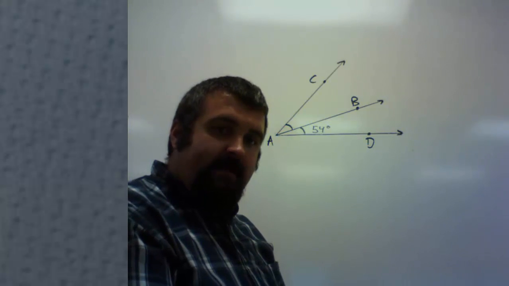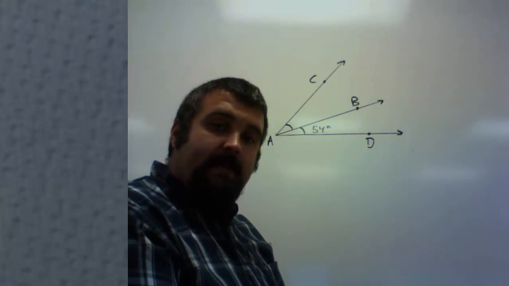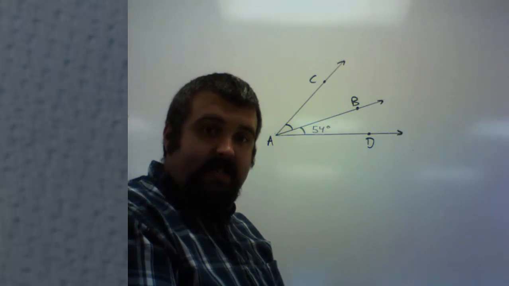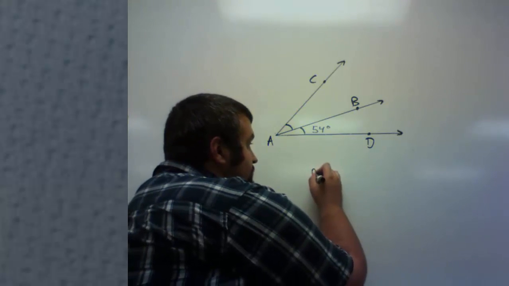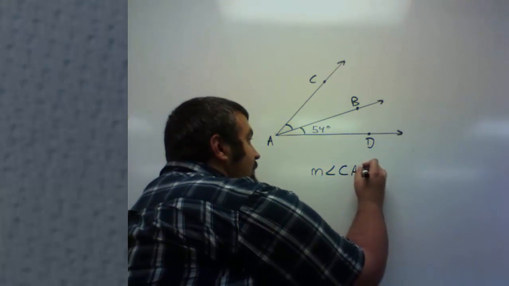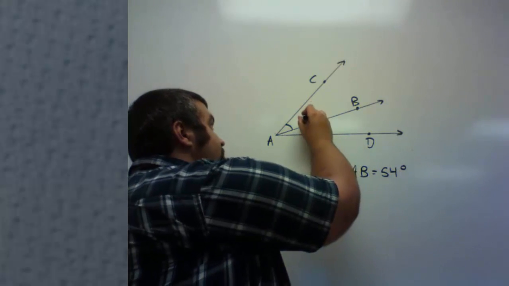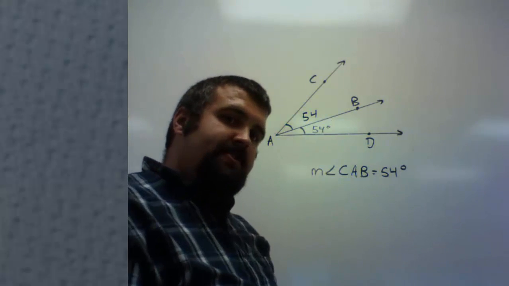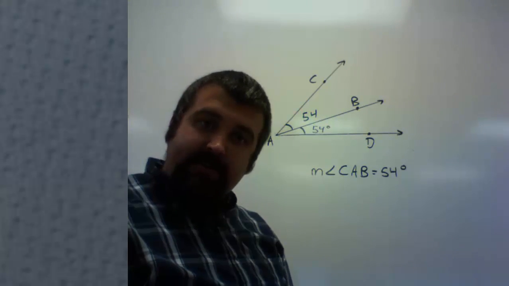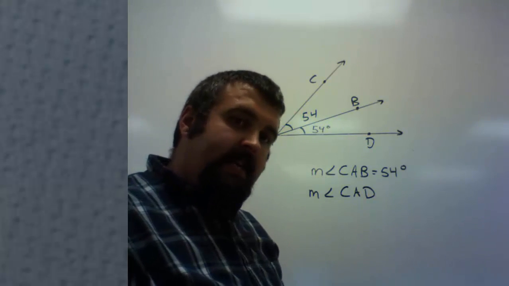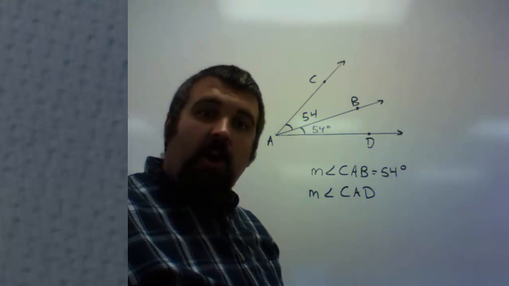At this point, if I know that those two angles are congruent, I can right away say something about angle CAB. They have to be congruent because it's a bisector. So if they're congruent, the measures are the same. So measure of angle CAB has to be 54 degrees. Might as well write that in my diagram. And using the angle addition postulate, that's two smaller angles next to each other, I'm going to add them together to get the larger angle. Measure of angle CAD is going to be 54 plus 54, which is 108.